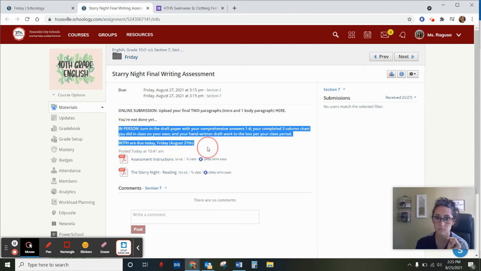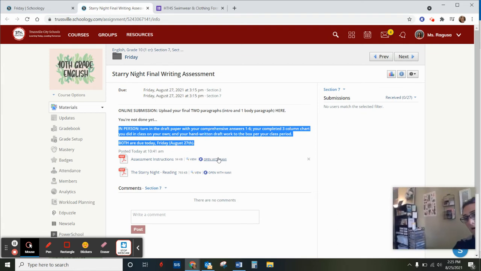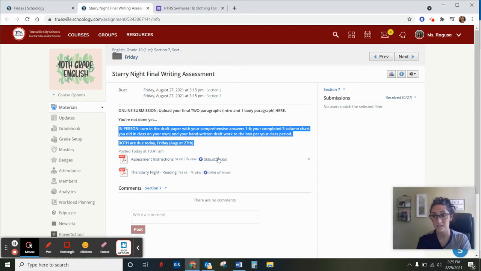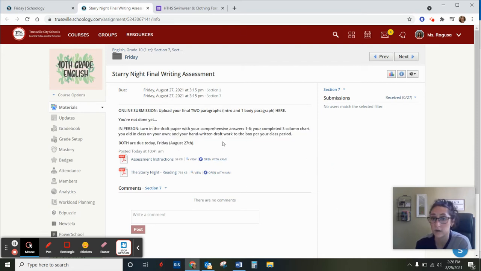You're not done. Your drafted 2 paragraphs, your completed 3-column chart of your detail to symbol, and then your 6 comprehensive response questions to the reading. That is what you're going to turn into the box. If you look in the back of my class, right there, that is where you're going to turn in per your class period. So make sure you have all of those things submitted by Friday during class period. This is not due at the end of the day. This is due during class.